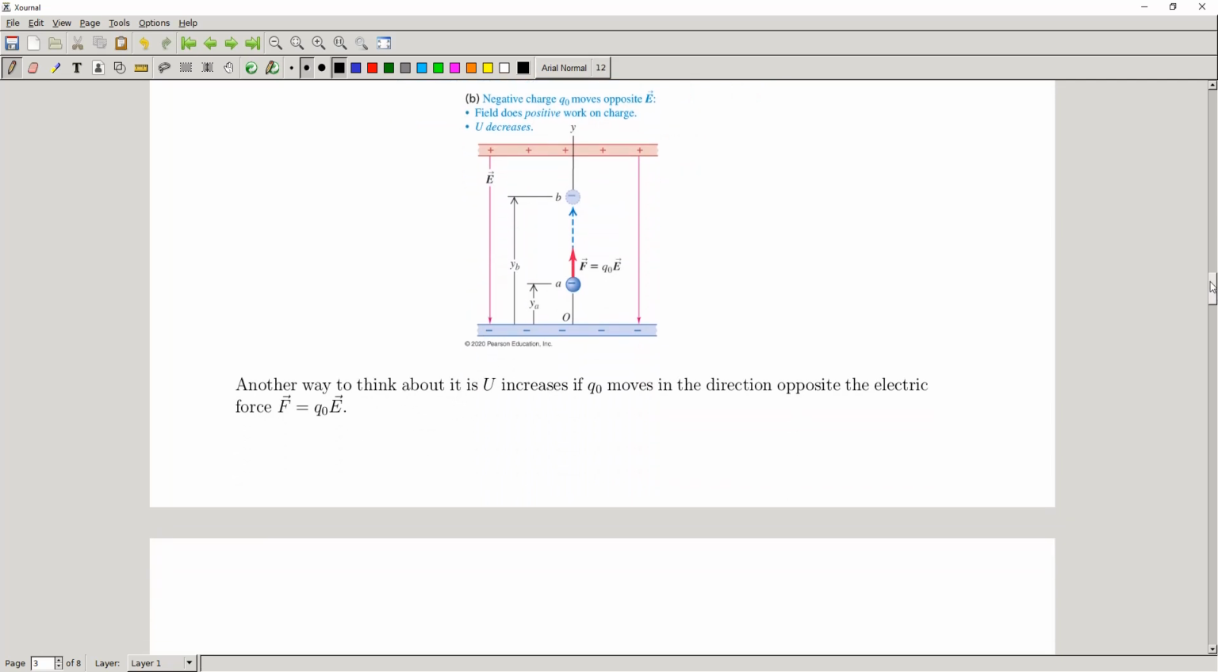And so I guess what I write here is another way to think about it. U increases if q, like our test charge, moves in the direction opposite to the force it's experiencing, right? So if you're moving it against the force that it's experiencing, your potential energy is going up. Okay.